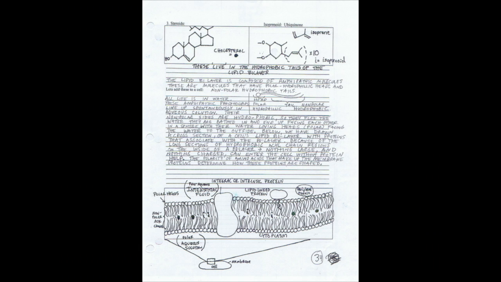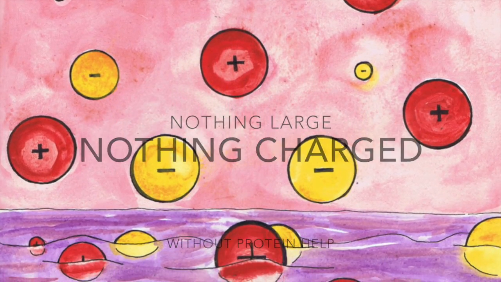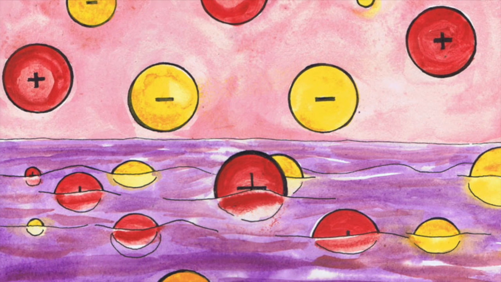Below, we've drawn a cross-section of a cell's lipid bilayer, but this animation you've seen shows the formation of a lipid bilayer in cross-section. The drawing on page 34 below shows proteins that associate with the bilayer. Because of the long sections of hydrophobic acyl chain regions on the inside of a lipid bilayer, nothing large and nothing charged can enter the cell without protein help.